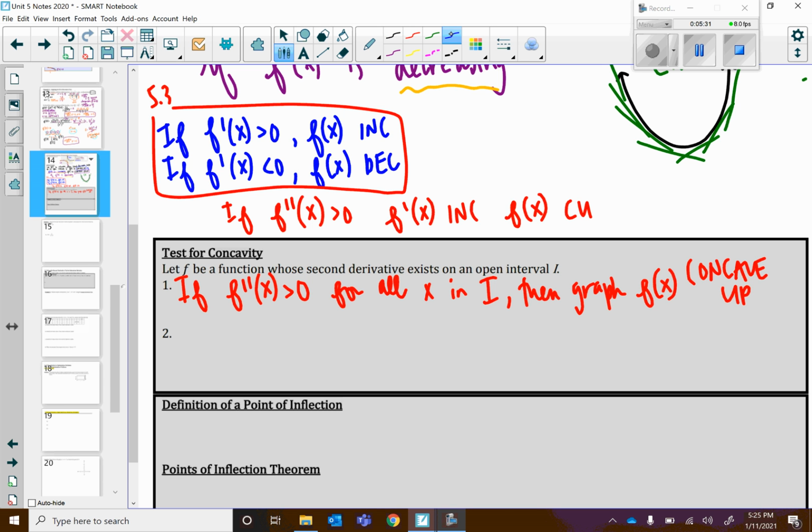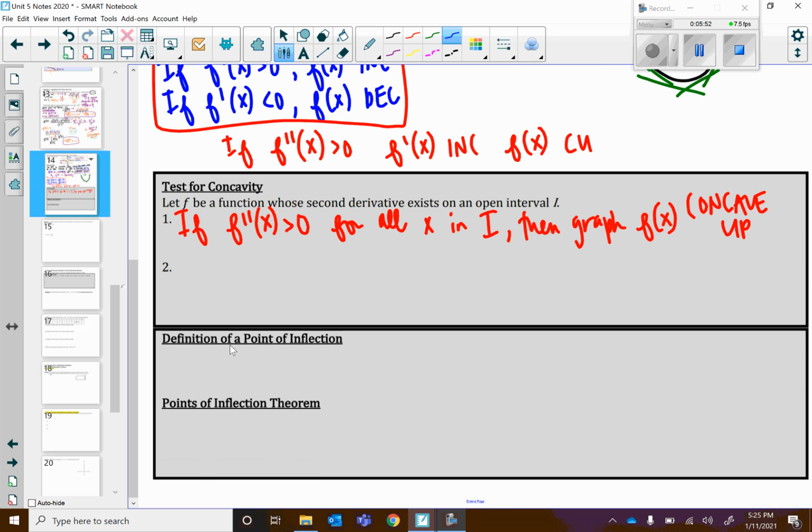Because if the second derivative is positive, that means the rate at which the slope of the tangent lines is changing, right? It's a derivative of a derivative. The rate at which the slope of the tangent line is changing is increasing, which means the function itself is concave up. And then we can switch it up to be concave down.